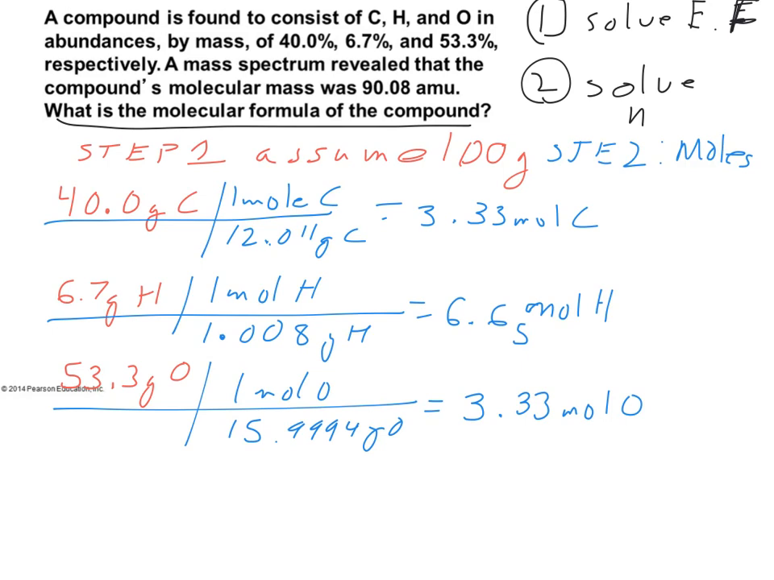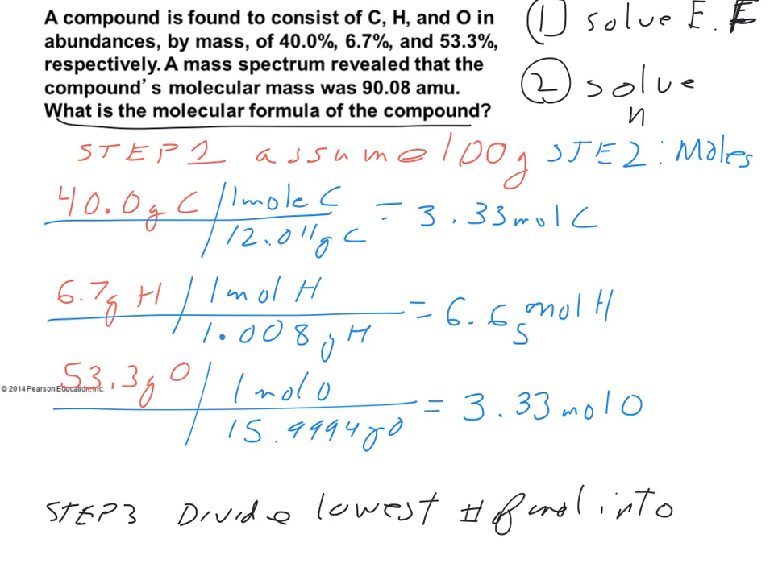So now we're going to do step 3. Divide the lowest number of moles into the others. In this case, my lowest number of moles appears to be my carbon or my oxygen. Let's just switch things up this time and make it the carbon.